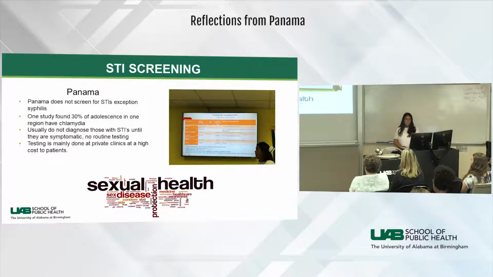So for STI screening, a lot of the things we learned in Panama is that their culture of prevention, but in Panama they only screen for syphilis and no other STIs. So with the country being so heavily Catholic, sexual education and ideas of sexuality are very conservative, though the ages of 15 to 18 have higher rates of chlamydia. But they're not more often tested, or they are tested at private clinics, but they're not routinely tested.